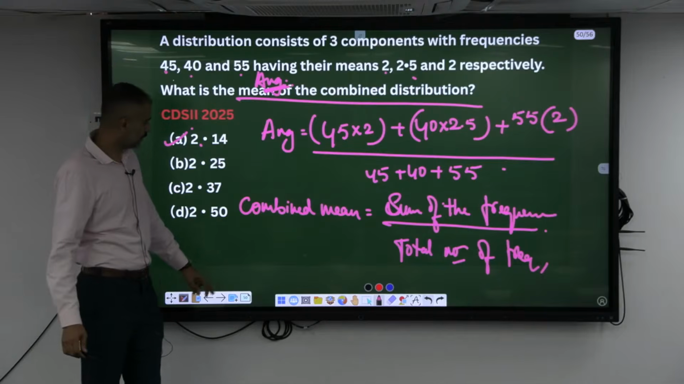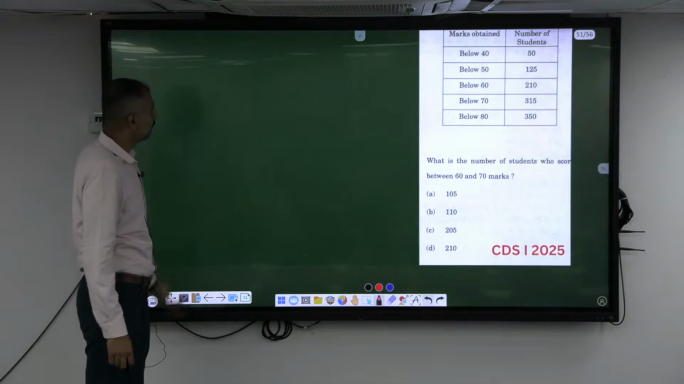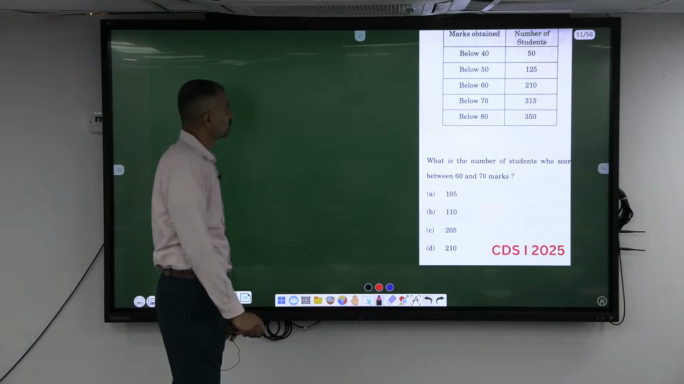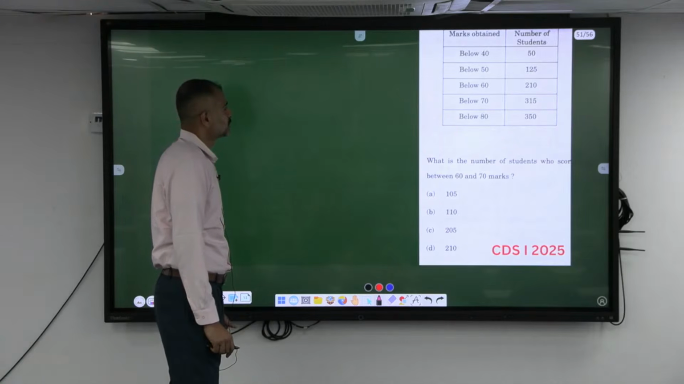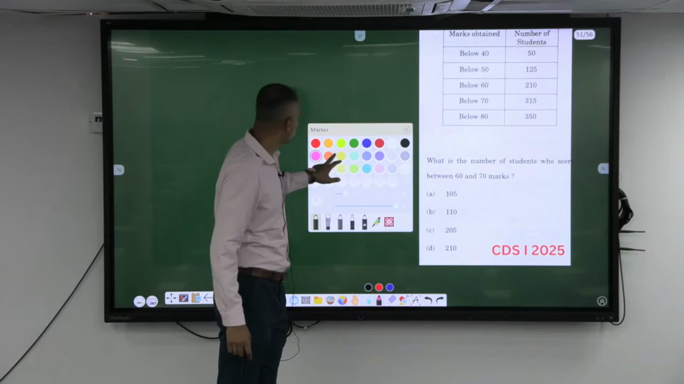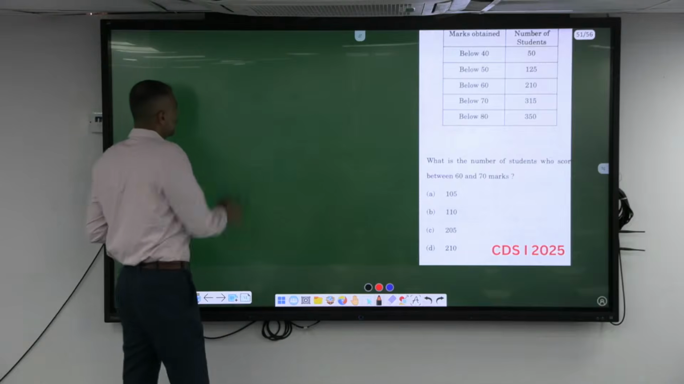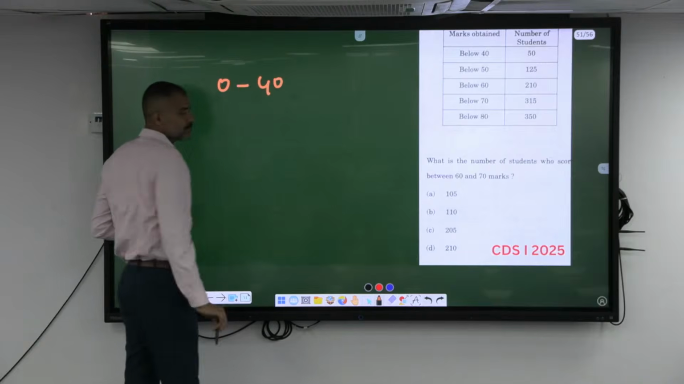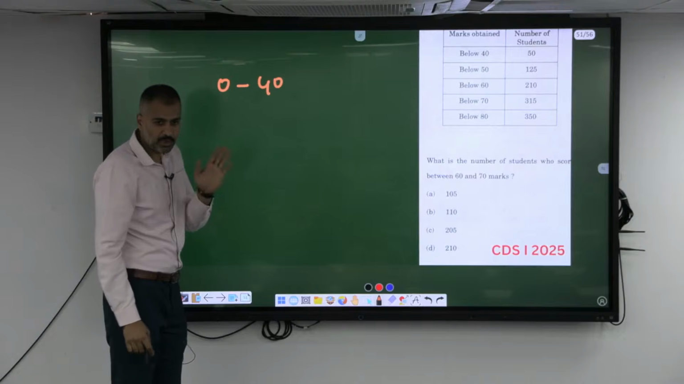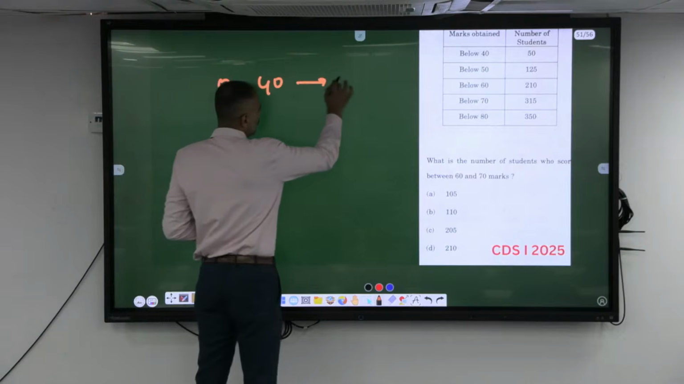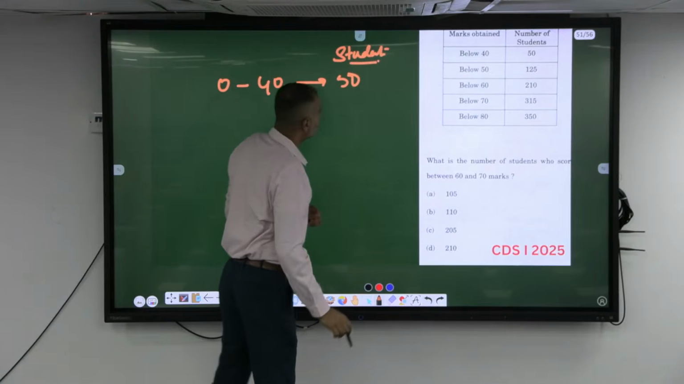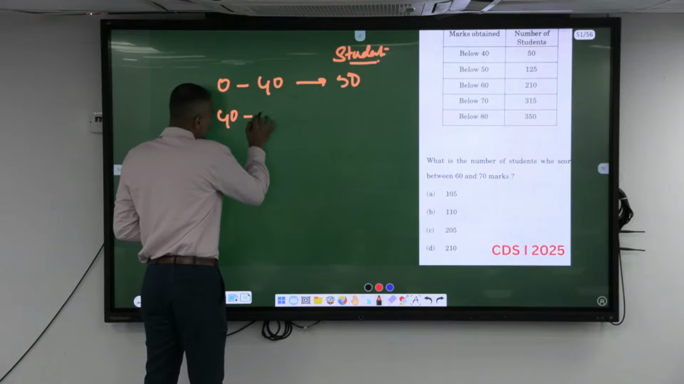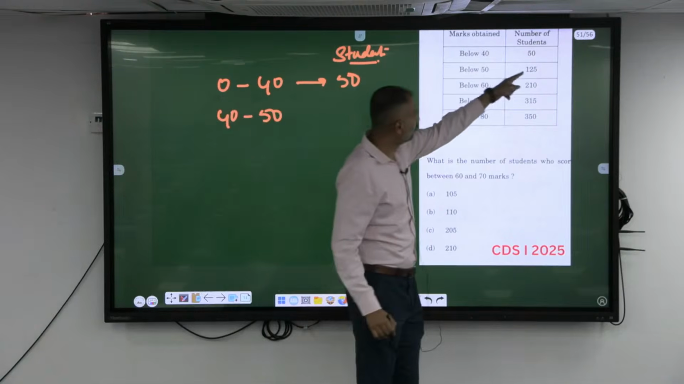Solve this one later on. Yeah, very similar. Analyze this one. Look here now. Below 40 means can I consider the frequency 0 to 40? Below 40 means 0 to 40. How many are there? Number of students? 50 students are there. Below 50, I'll take from 40 to 50. How many will be there? Below 50, 125 are there.